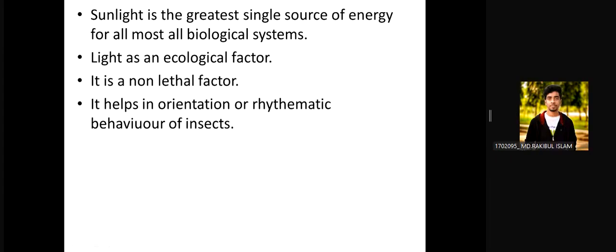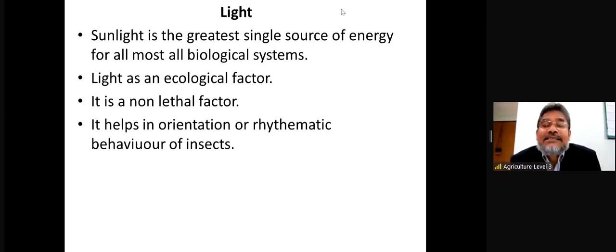লাইট হোয়াট ইজ লাইট? লাইট ইজ এ ফ্যাক্টর, নন লিভিং ফ্যাক্টরস। সানলাইট ইজ দি গ্রেটেস্ট সিঙ্গেল সোর্স অফ এনার্জি উই নো, অল অফ উই, ফর মোস্ট অফ অল বায়োলজিক্যাল সিস্টেমস। ডেফিনেটলি ইট ইজ অ্যান ইকোলজিক্যাল ফ্যাক্টরস বাট ইট ইজ নন লিথাল ফ্যাক্টরস। Non-lethal means temperature can kill the insect, can kill the organisms, but the light will not, it is non-lethal.